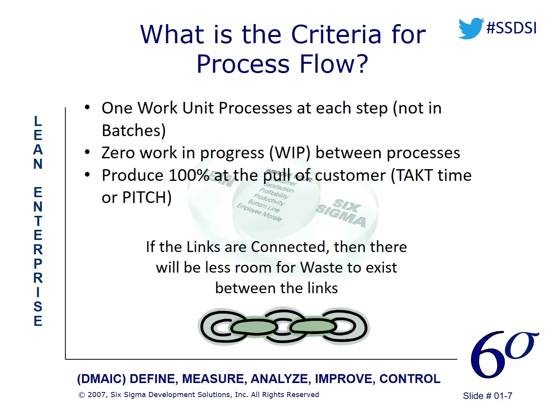I will tell you that 0 work in progress between processes is actually not efficient. This is what's called perfect flow: 0 work in progress between processes. But there will never be a process that is perfect. There will always be things that go wrong.